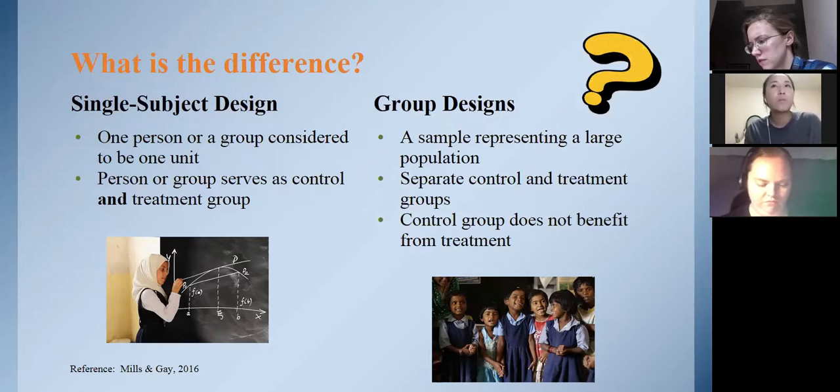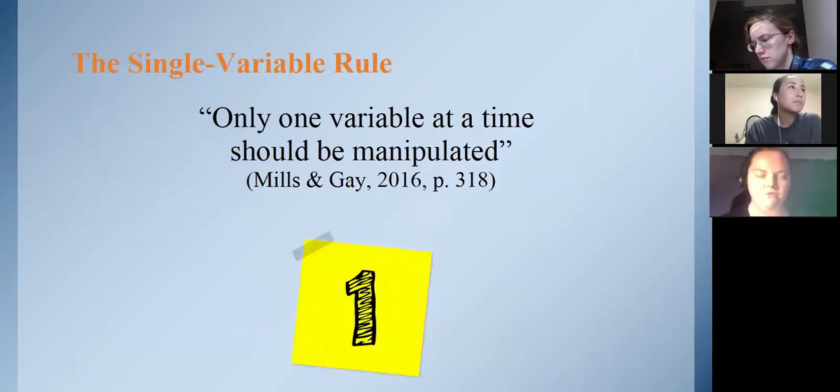Group designs usually involve a control group and a treatment group. The control group does not experience the treatment. Therefore, if the treatment proves to be beneficial, they do not profit from its effects. In a single subject group, the control and treatment group are the same. Using a single subject approach can help avoid ethical issues which may arise if a person or group is denied a potentially beneficial treatment. The single variable rule: a main principle of single subject research is the single variable rule. This rule states only one variable at a time should be manipulated.